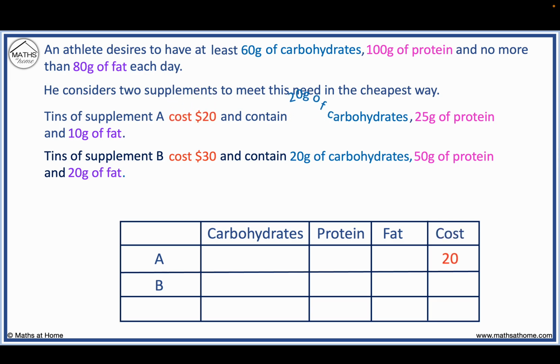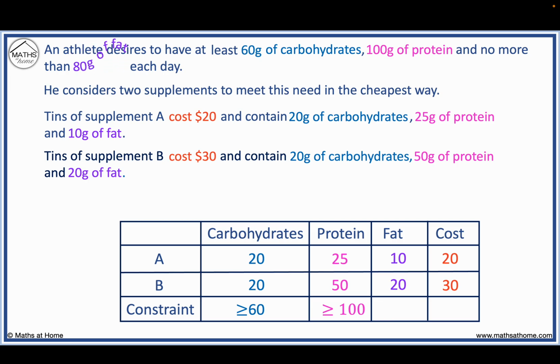Here are the values for supplement A. And for supplement B, we have the following. The constraints are given by the athlete's total daily requirements. He needs at least 60 grams of carbohydrates. So the total amount of carbohydrates must be greater than or equal to 60. He needs at least 100 grams of protein. So again, we put the greater than or equal to 100 in the protein column.